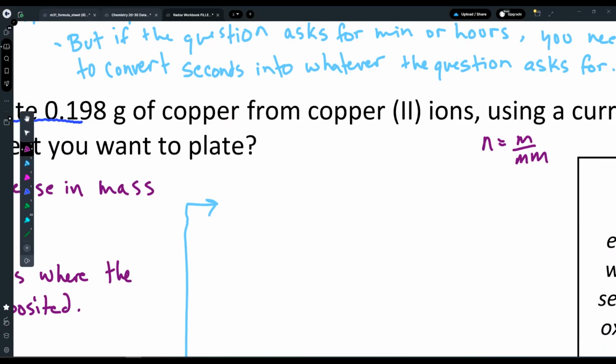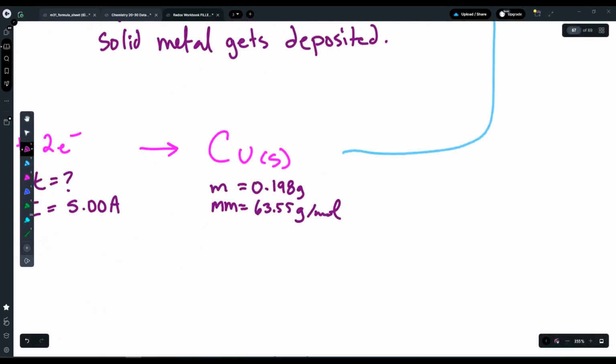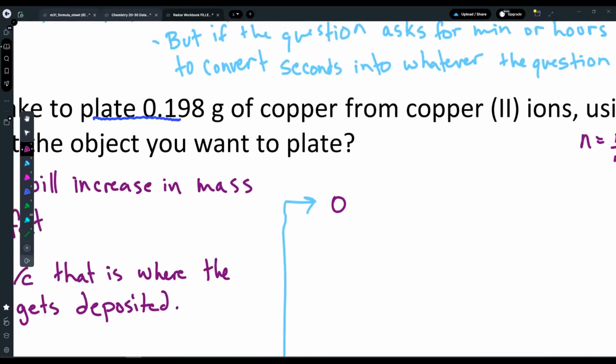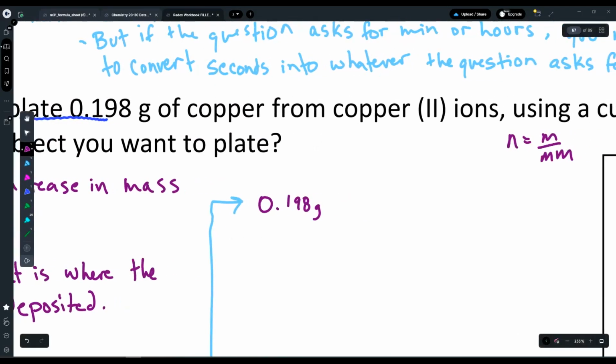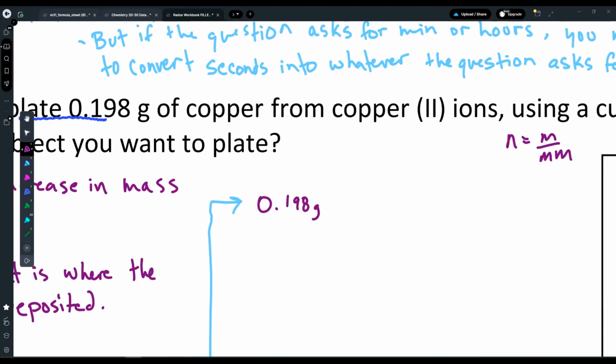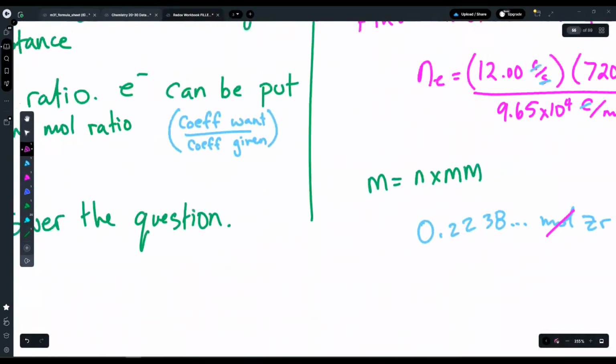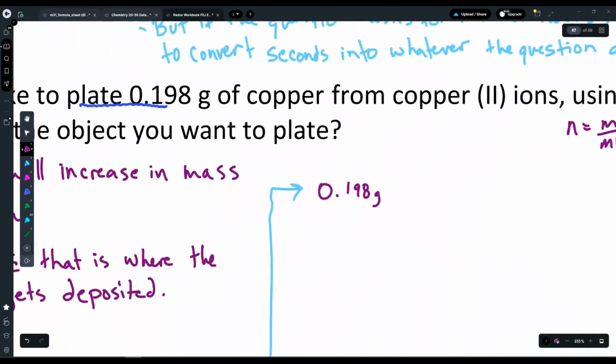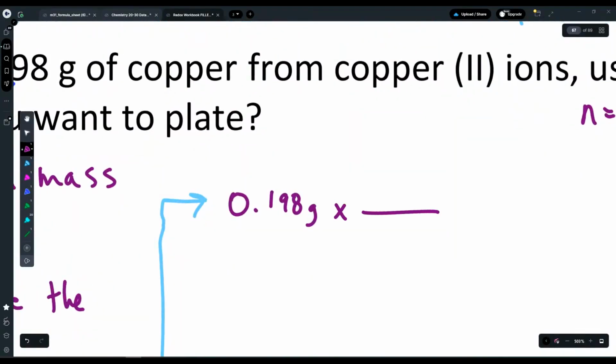Okay, you get to choose whether you want to do unit analysis or use a formula. So for unit analysis, I'm going to start out with the number that doesn't have a fraction in the units. So I'm going to start out with the grams. So 0.198 grams. We know we want to cancel out grams and get to moles. How we know that is because step 2 says find the moles of the given substance. So I'm going to do my given number times a fraction sign. So I want to cancel out grams. Grams is in the top, so I put it in the bottom. And then I put moles on top.